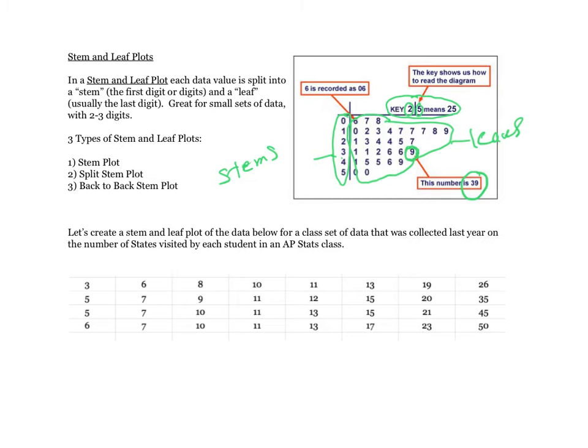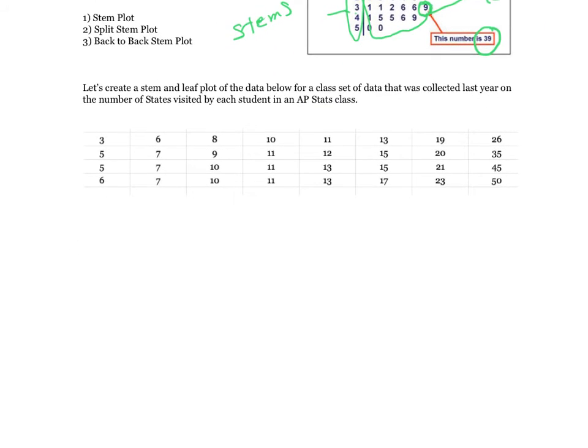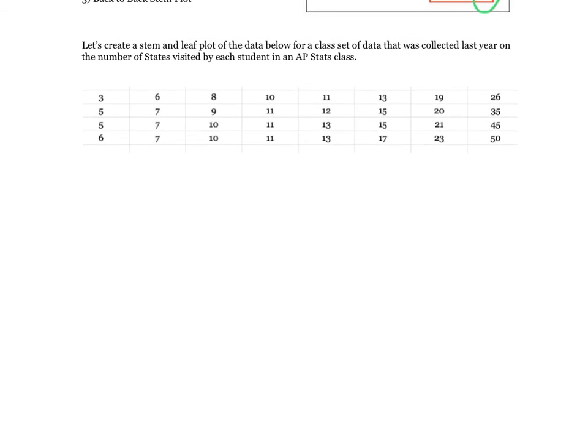Another thing you notice is that the leaves go in order when I write them down. So like I have 0, 2, 3, 4, 7, 7, 7, 8, 9. So you want those leaves to be in order. Okay. Now, just to give you a quick example of how you make one of these, we're going to create a stem and leaf plot of data below from a class set of data that was collected last year, the number of states visited by each student in an AP Stats class. So one of my classes last year.